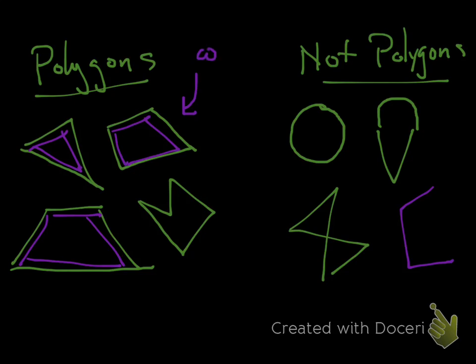This is convex, and that basically means that all of your interior angles are less than 180. And this is concave. And the easiest way to think about it is if it's concave, it's been caved in on one side. So it's like it's got a dent in it.